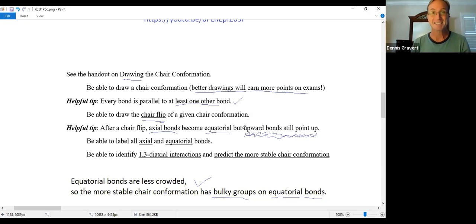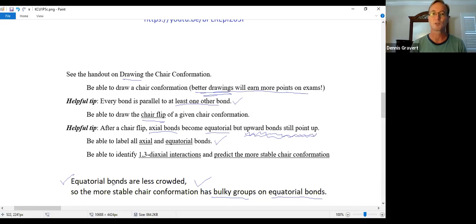Okay, more examples coming soon on this fact. Right now, we're just getting our objectives out of the way. You need to be able to look at your drawing and say, hey, which bonds are axial, which are equatorial? And again, if your drawing is bad, it's going to be really hard to do that. So we need to take a few minutes and get some practice drawing chair conformations. And then after you draw and identify axial and equatorial bonds, we're going to look at crowding.